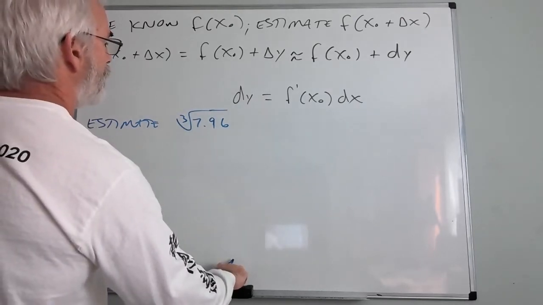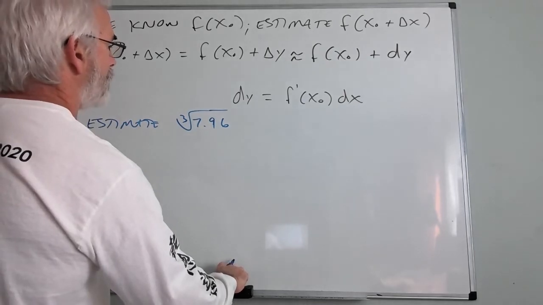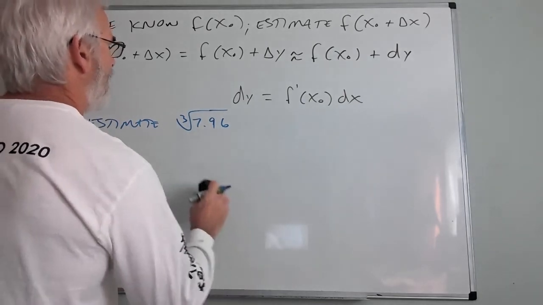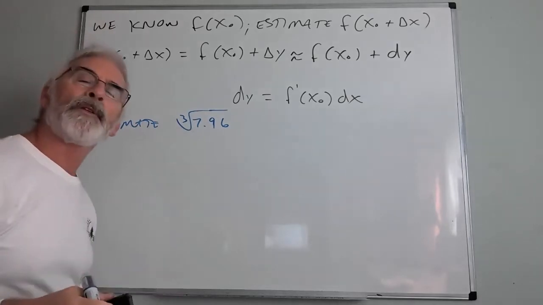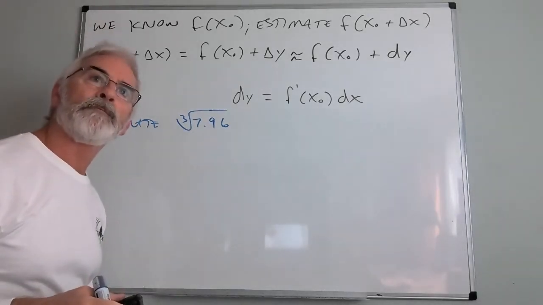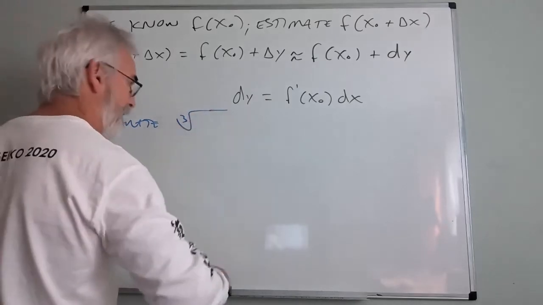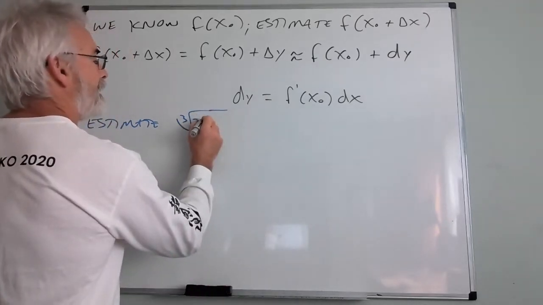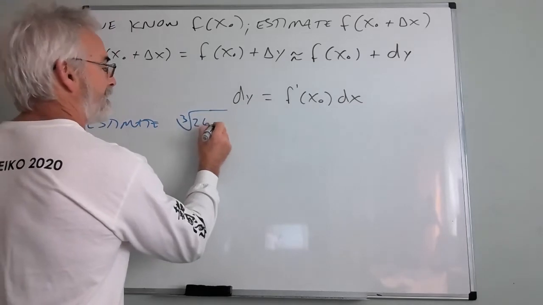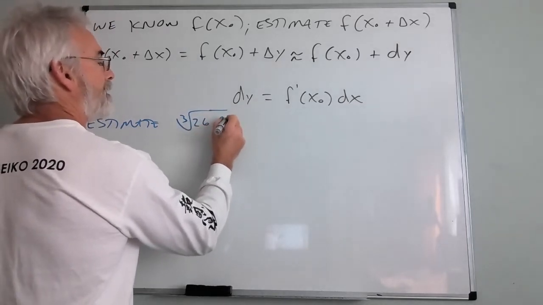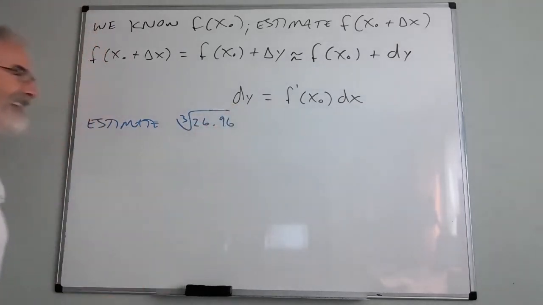Let's see. Would that be a good one to do? Actually, you know what? I want numbers that come out really nice. I want to cheat a little bit. I'm going to change it slightly. Sorry, I want a bigger number. Let's say 26.96. Yeah. I want to estimate the cube root of 26.96.